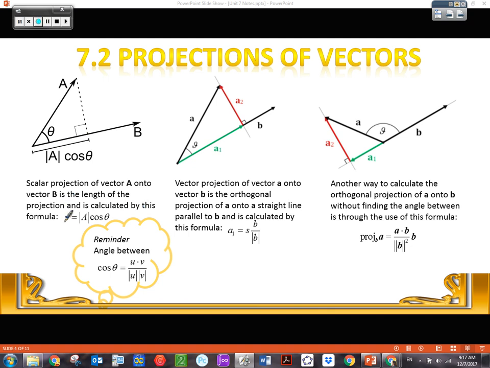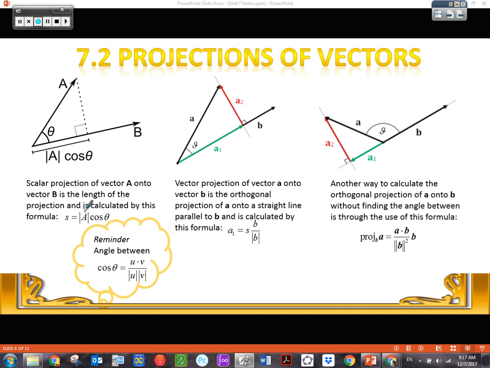And it's calculated by this formula. S stands for scalar projection. We take the magnitude of vector A and multiply it by cosine of the angle between the two vectors. That's how we get the scalar projection. So that's just a number, and this is just a formula.